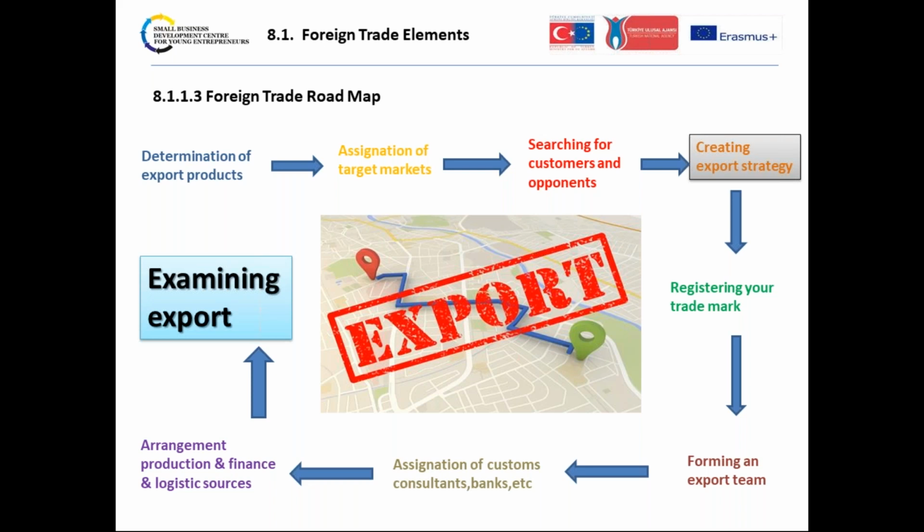So after you finish these stages, you need to form an export team or export department. Don't think that you need to find 2, 3, 4, 5 people in order to create your department. Only one person can be your export department. The important thing is whether that girl or boy, man or woman, is enough to control your export. Is he or is she enough to work in your export department?